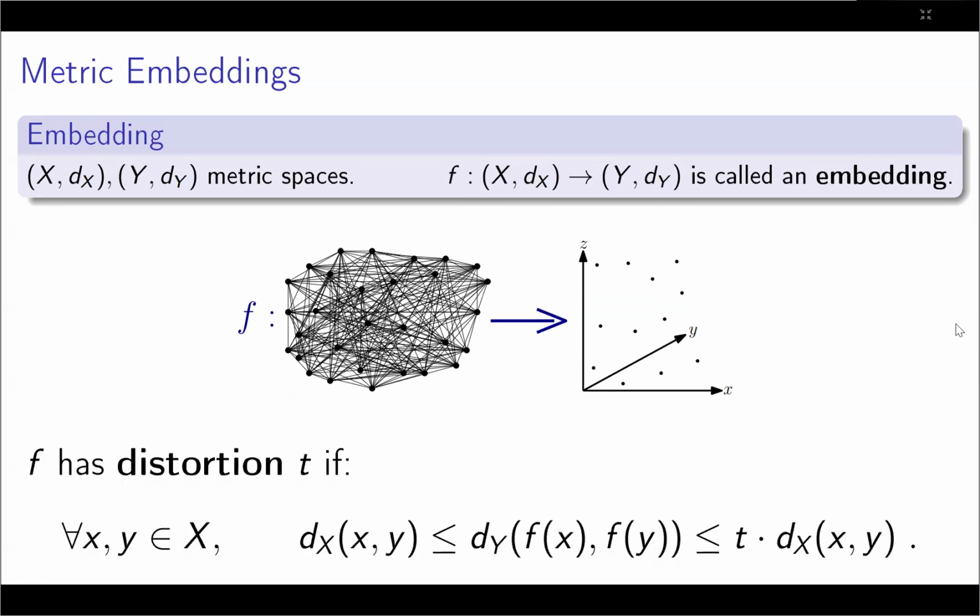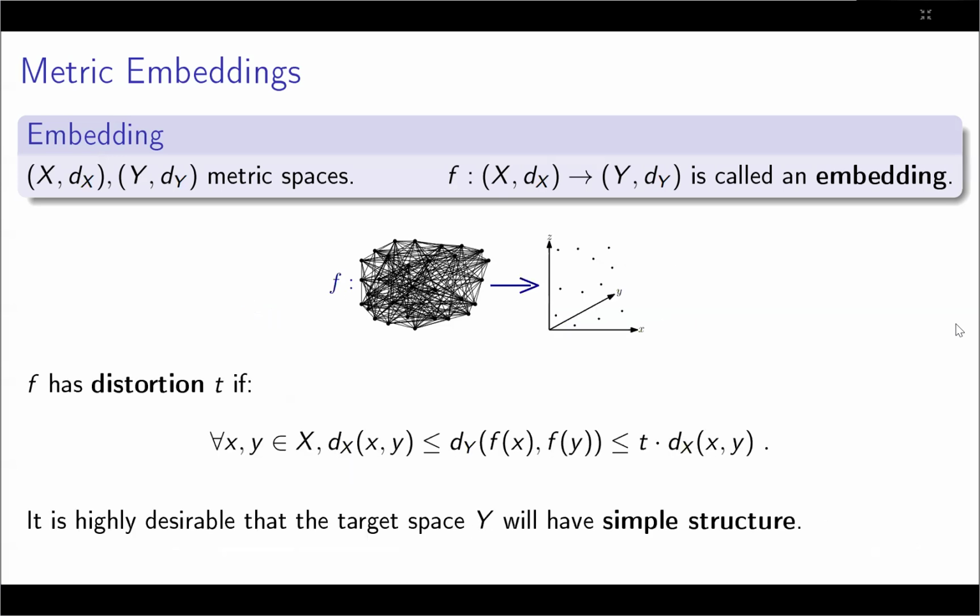We say that an embedding F has distortion T if you preserve the pairwise distances of every two points up to a factor of T. So no distance is decreased and it is increased by at most a factor of T. This is the most basic definition. It's highly desirable that the target space be simple. Once you have such an embedding that preserves the properties of the original metric space into a simple target space, you can solve whatever hard problem you have in the simple target space and then pull the solution back. So basically, we have two properties: the simplicity of the target space and the distortion.